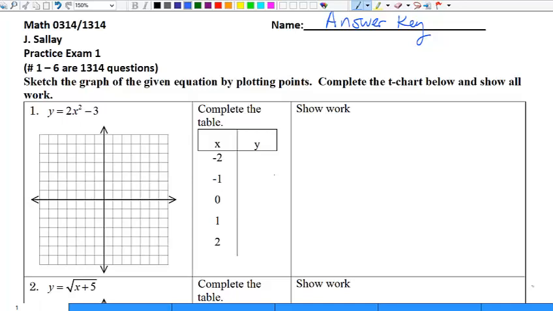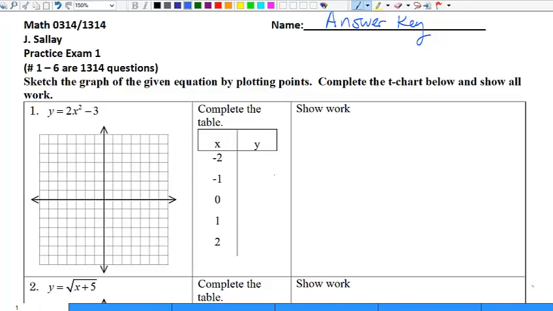Today we will be completing Practice Exam 1. Note that problems 1 through 6 on this review are going to be 13-14 questions, which will count to your 13-14 grade. The first section says to sketch the graph of the given equation by plotting points. Complete the G-chart below and show all your work.